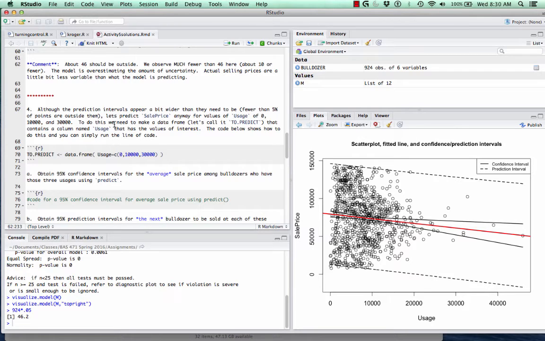So to make predictions in R, it actually requires a little bit of work here. The first thing we have to do is to define a data frame that contains the x values that we want to make predictions at. So in this case, I'm defining a data frame called to.predict, left arrow. This is how I create a data frame. I write out the function data.frame, and then in parentheses, I give the name of the column and then a list of values that I am going to be putting in the data frame. So in this case, this data frame is going to have a single column called usage and 3 values, 0, 10,000, and 30,000.